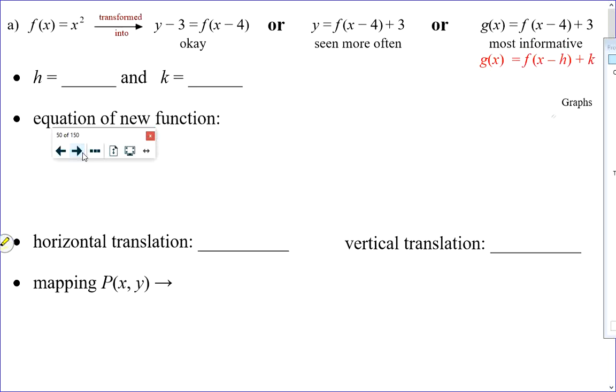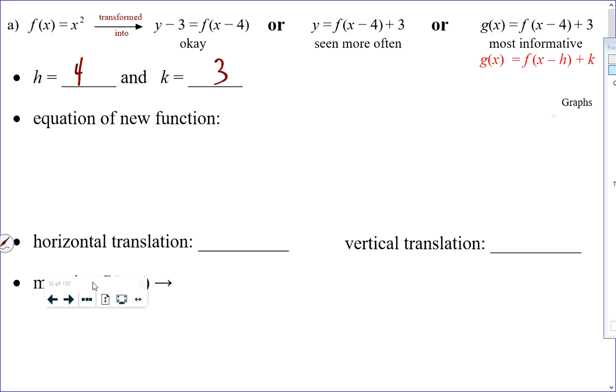So, how do we determine h and k? We compare this template that's up on the screen in red to the function given in the question. I hope it's clear that since it's f of x minus 4, and we're comparing it to f of x minus h, h is 4. Okay, so we know h. And since it's f of x minus h plus k, and our function is f of x minus 4 plus 3, k is 3, right? Okay, so now let's write out the equation of the new function.